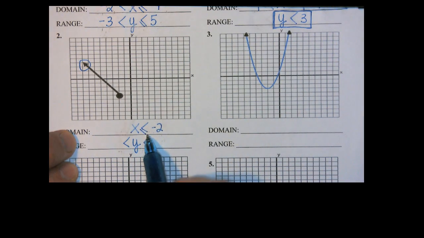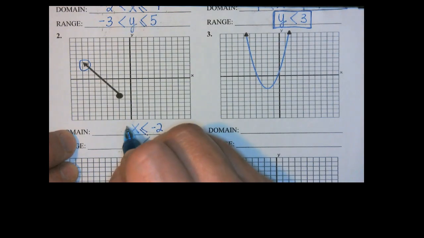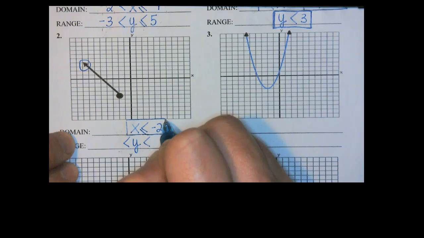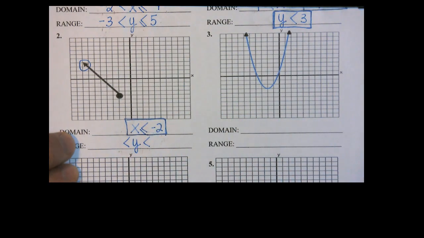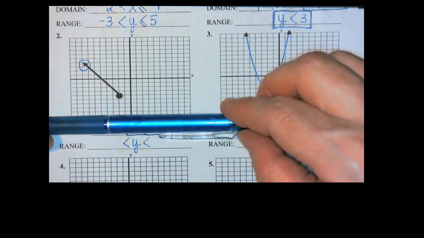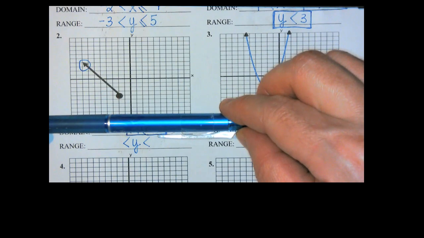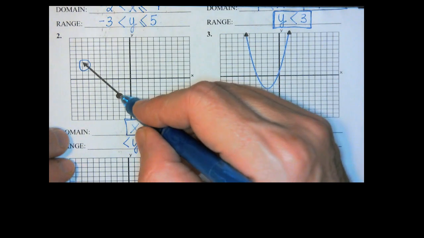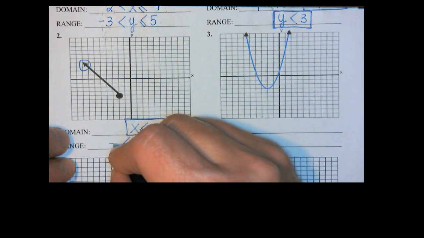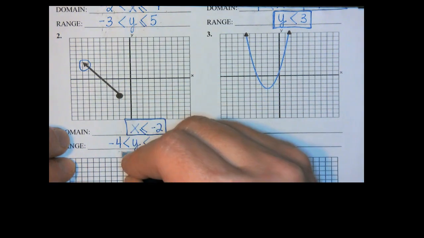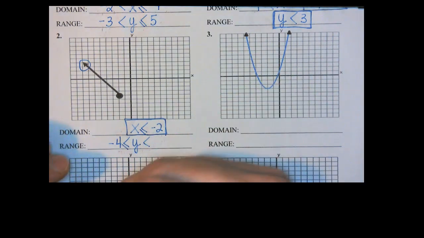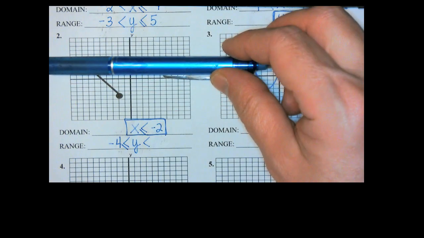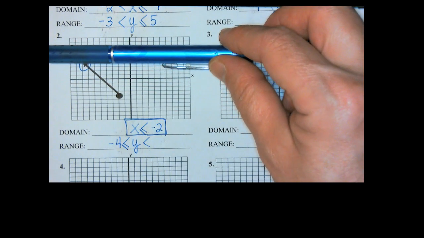Is this my final answer? Yes, the letter's on the left, so this is my final answer, and I put a box around it because I know that's my final answer. Now I'm going to do the range. I put my pencil on the bottom there and move it up, and the first place I touch is right here, which is -4. Because the point is solid, I'm going to put a dash. I continue moving up, and the last place I touch is right there, the arrow.